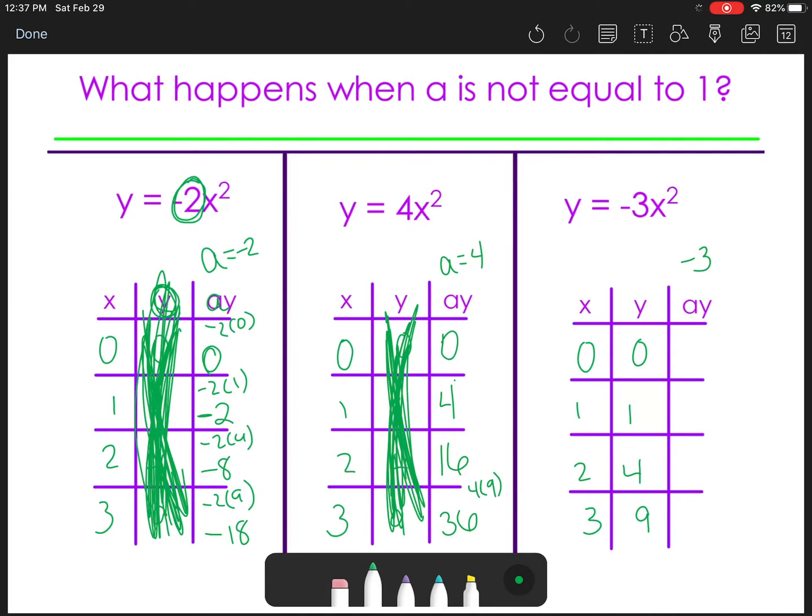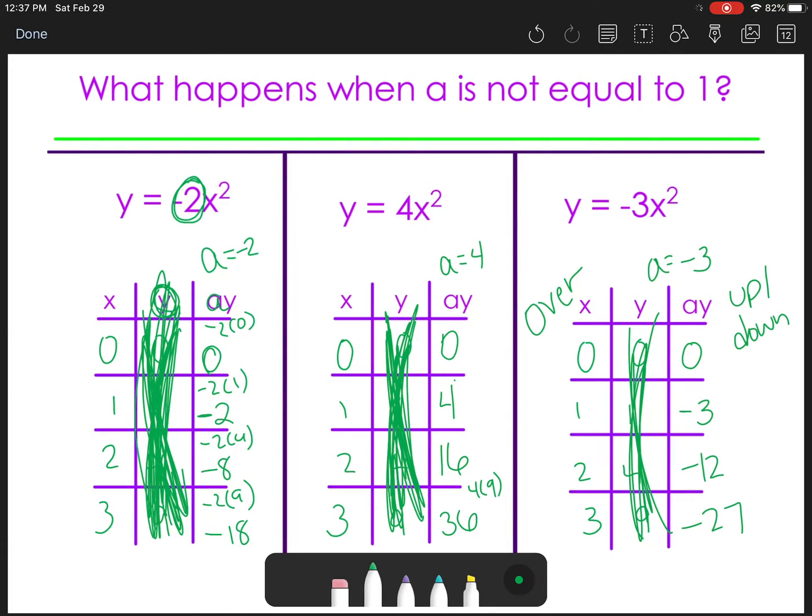For this last one, go ahead and pause the video and see if you can figure it out. When a is negative 3, ay would be 0, negative 3, negative 12, negative 27. And again, our x tells us how far over to go, and our ay tells us how far up or down to go from our vertex. And that's how we're going to use this to graph.